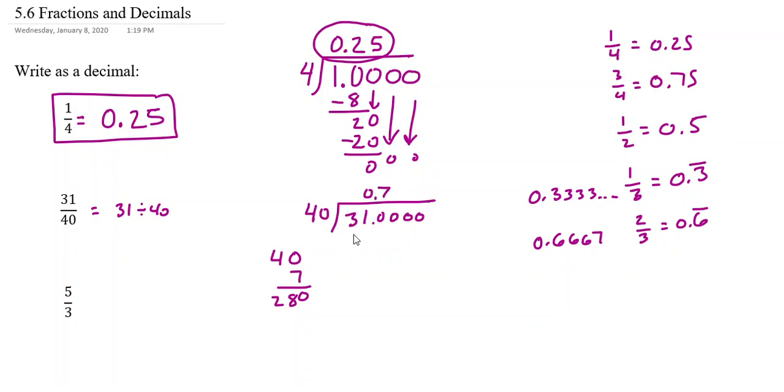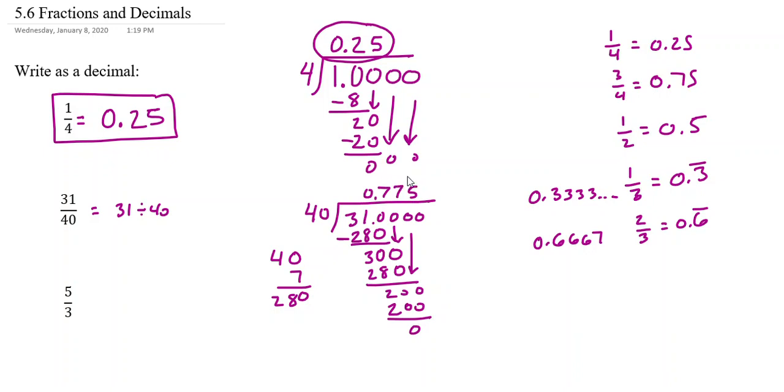So 7 times 40 is 280. And then we subtract that, we get 30. Bring down a 0. 40 goes into 300. Well, it's, again, 7 times, 280. This time we're going to get 20. Bring down another 0. 40 goes into 200. Well, 5 times. 5 times 40 is 200. And so this one worked.